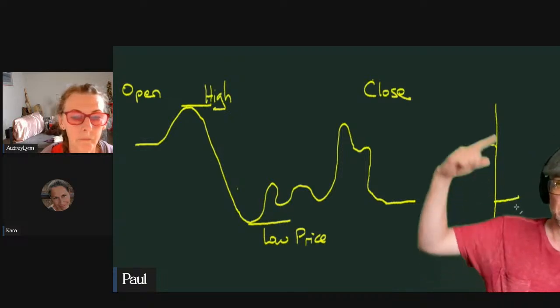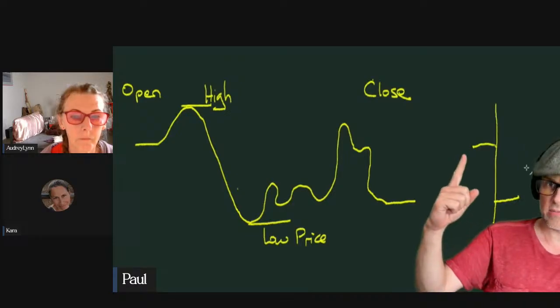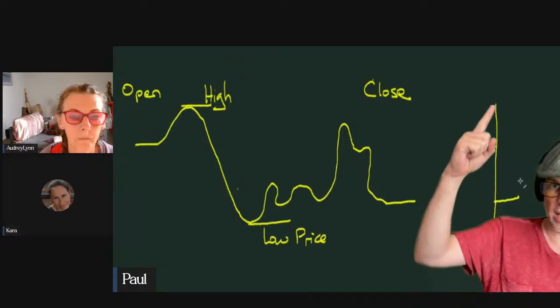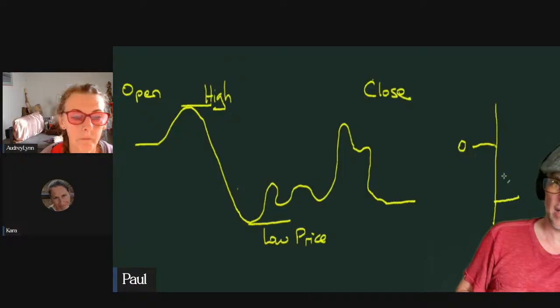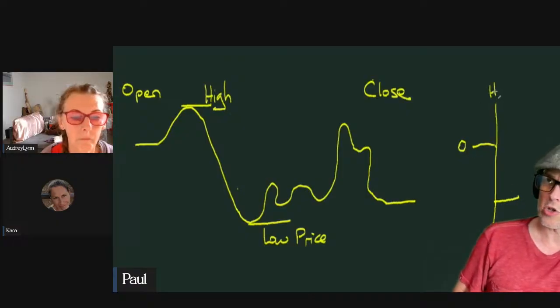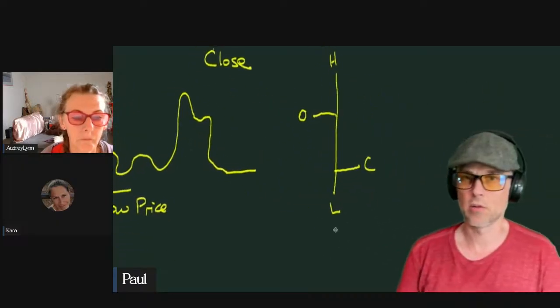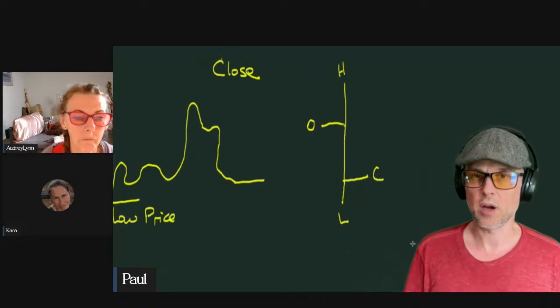And whatever happens in between is really not that important. The important prices are the open, the high, the low, and the close. These are typically identified with O, H, L, and C, just like so. Let me move it over here. So this is what makes up a bar chart.